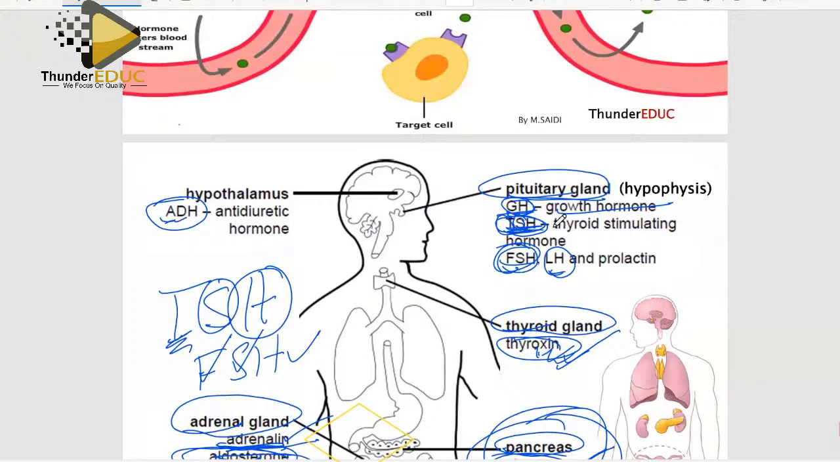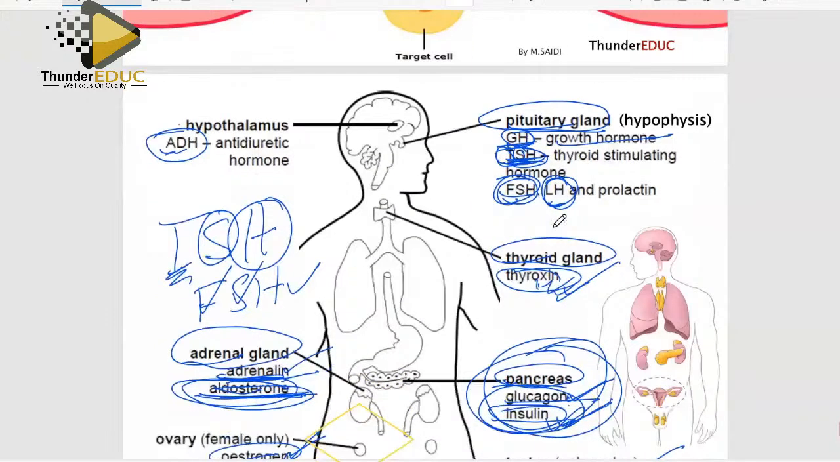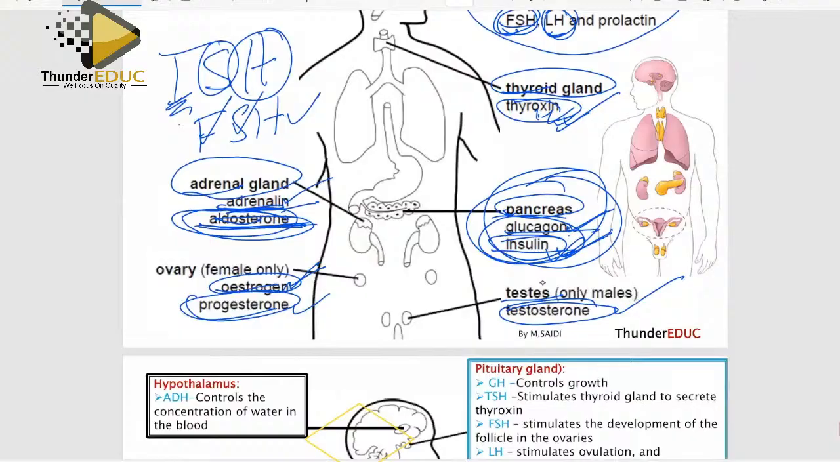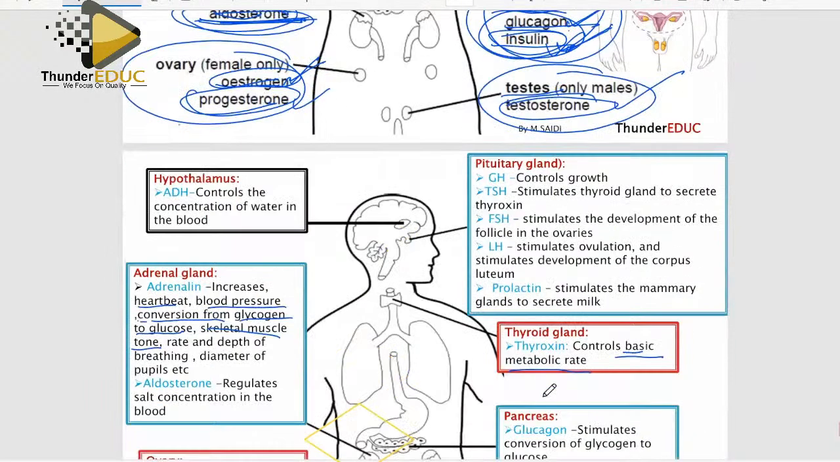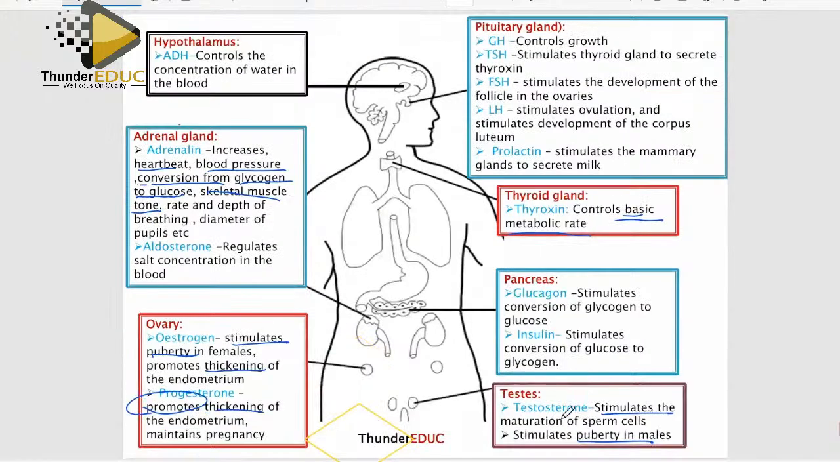Okay. Yes. And then now you have luteinizing hormone. We also know that it triggers ovulation and also stimulates the conversion of the empty Graafian follicle to corpus luteum. So all these hormones, you know them. So you need to know this diagram. You need to have it by heart.